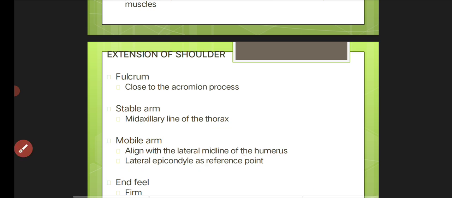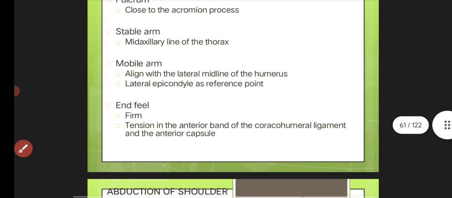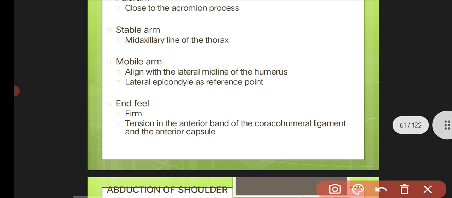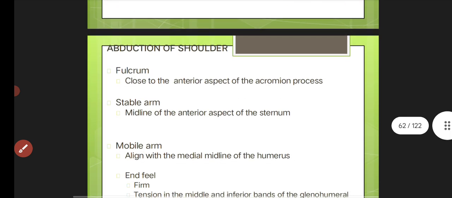Here also the end feel will be formed, from the tension in the anterior band of the coracohumeral ligament and the anterior capsule. Now abduction.